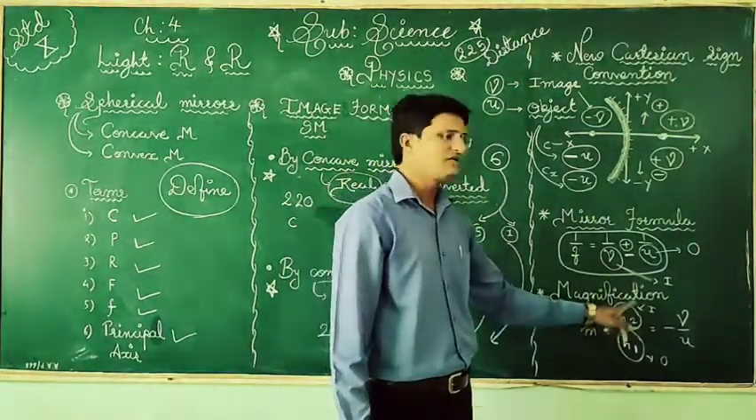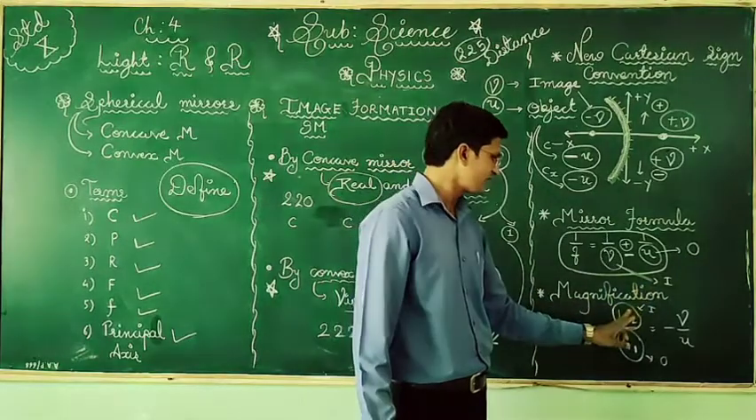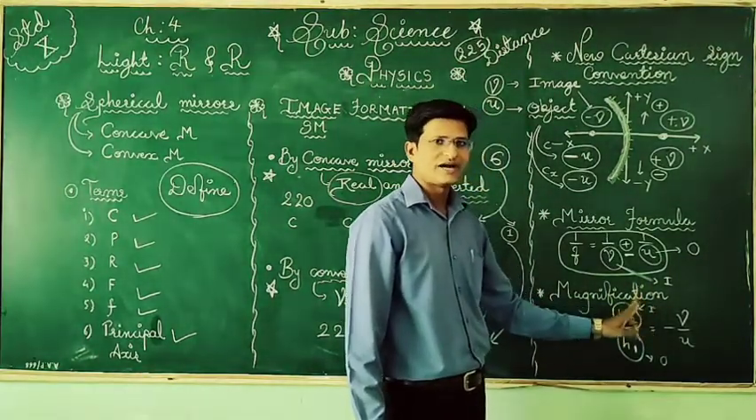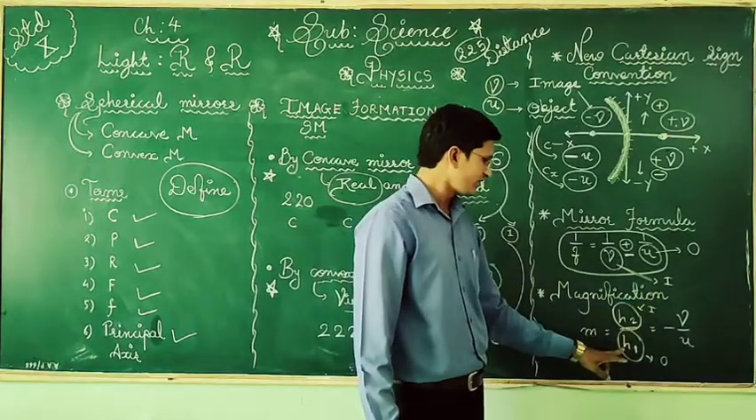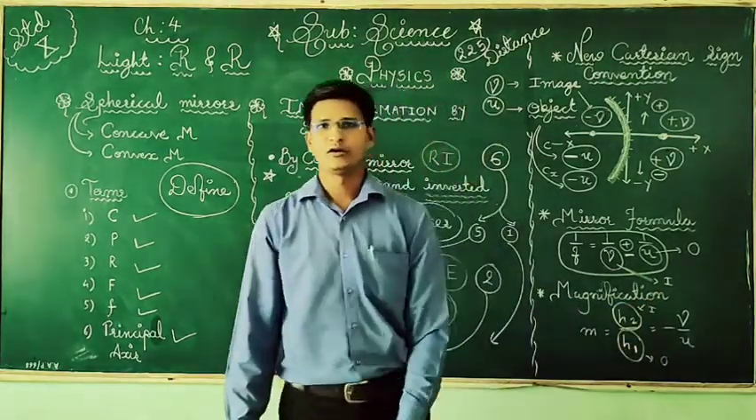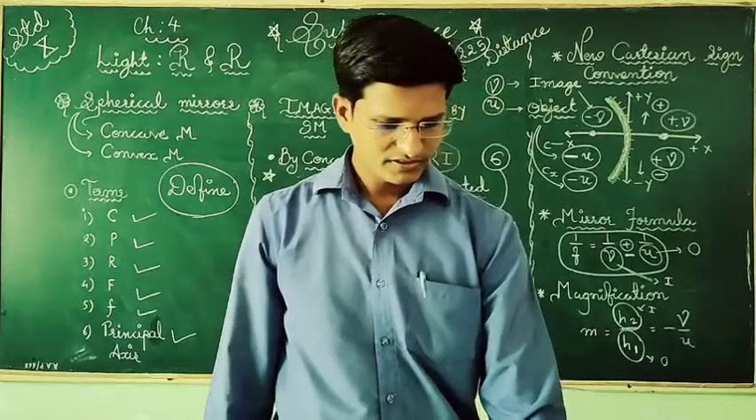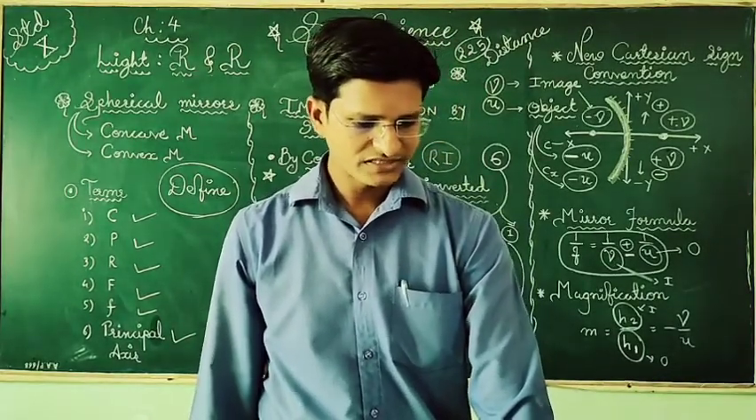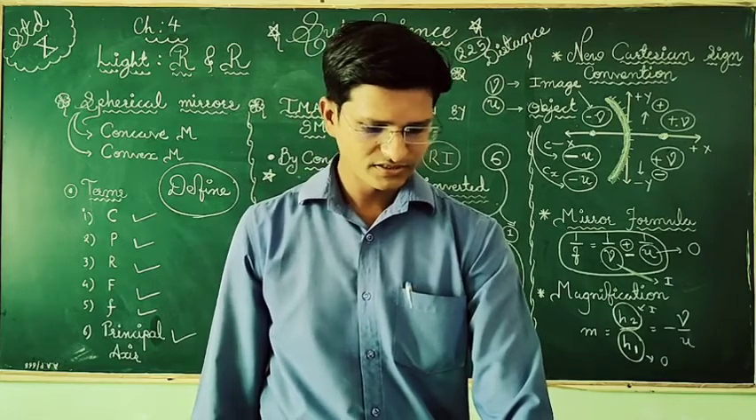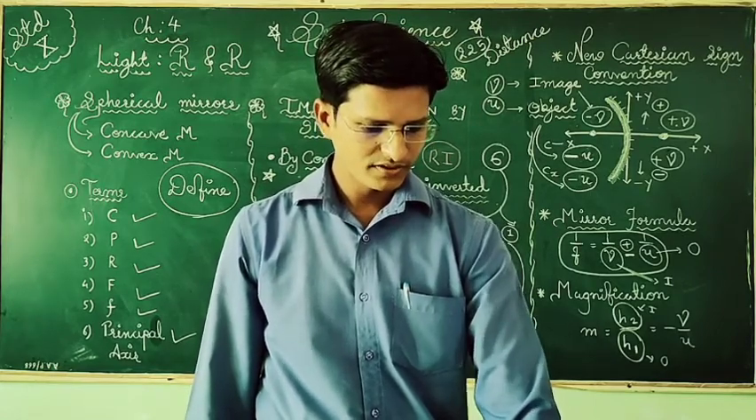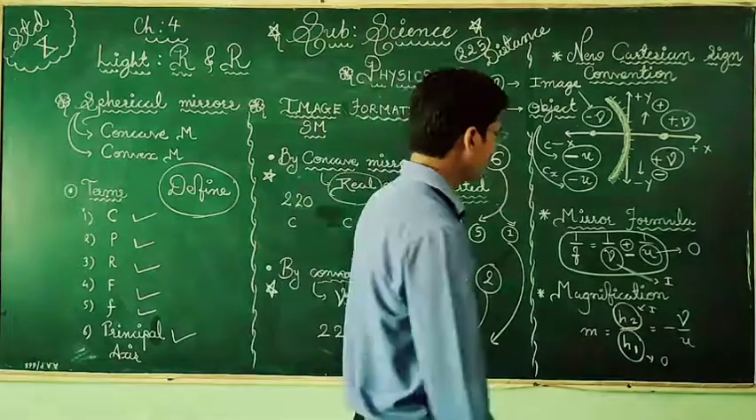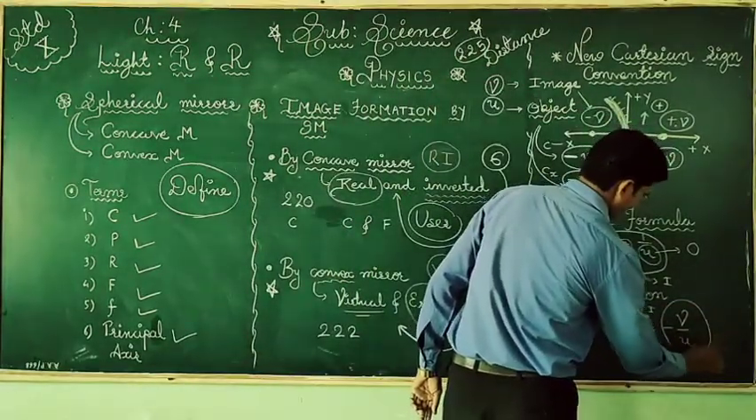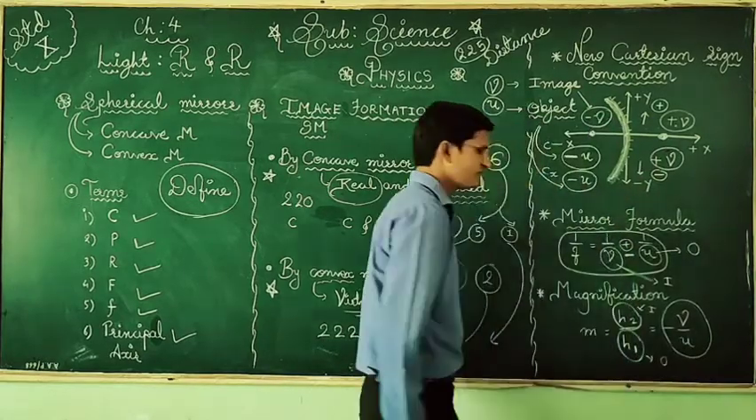h2 is the height of the image, and h1 is the height of the object. And in terms of the object distance u and the image distance v from the pole of the spherical mirror, the magnification will be minus v upon u.